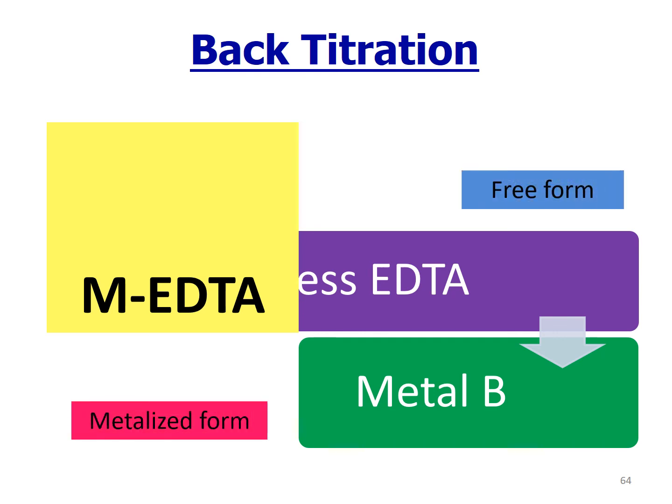Why? Because we put the indicator in its free form from the beginning of the reaction, and at the endpoint the indicator will form a complex with metal B, and the endpoint color is now reversed from the free form to the metallized form. Let me illustrate this better.